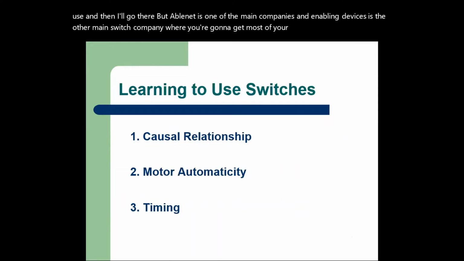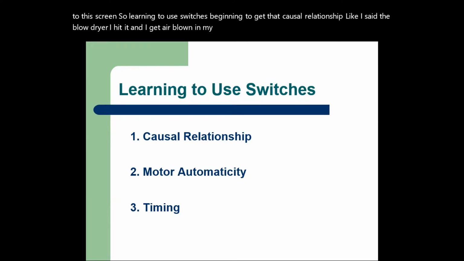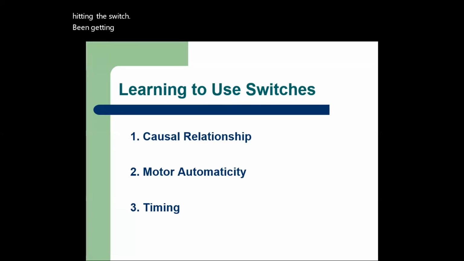So let me actually go to this screen. So learning to use switches, beginning to get that causal relationship. Like I said, the blow dryer, I hit it and I get air blown in my face. And then that motor automaticity is I'm hitting the switch and getting practice after practice after practice.